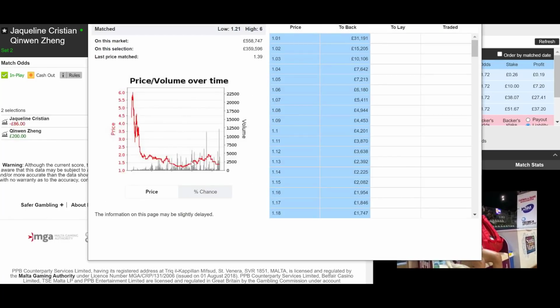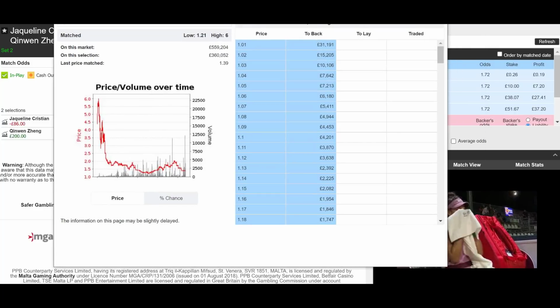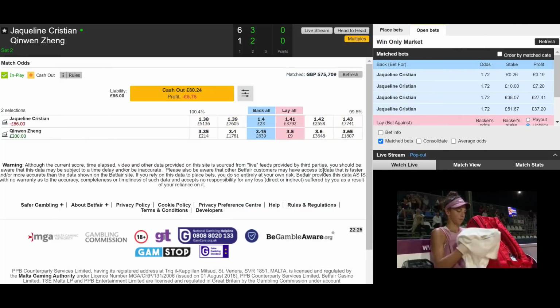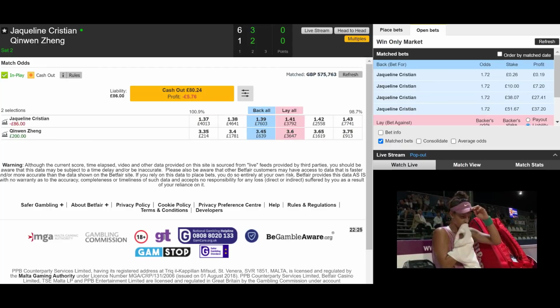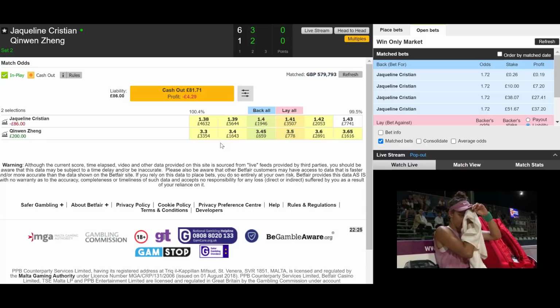Now, if you look closely, you can see the price on Christian went all the way up to evens, and it was actually looking like a pretty nice profit we could have taken at that particular point. But anyway, it wasn't to be. Let's see what happens from here. We're going to lay Christian again, and we're going to look to see if Zheng can get back into it and then go from there.